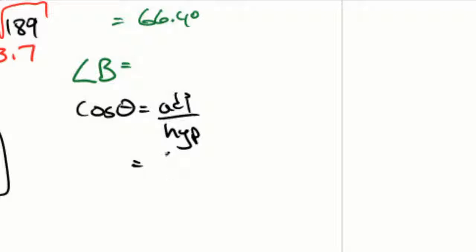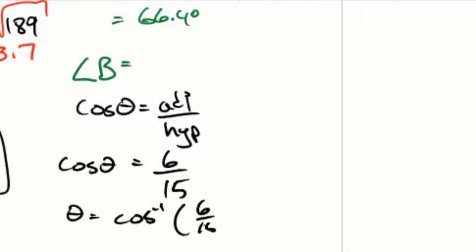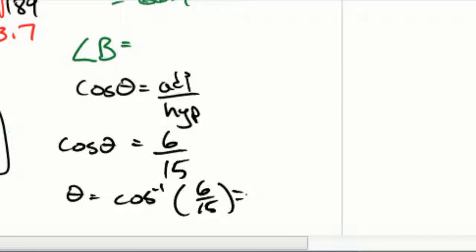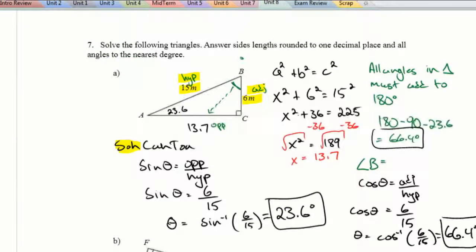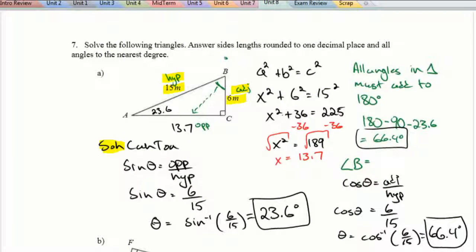In this case, the adjacent was 6, the hypotenuse was 15. Taking the cosine of that, and then to find the angle, I'm going to take the inverse cos of 6 over 15. Let's see if my subtraction was right. So second cosine, 6 divided by 15, 66.4. So they were both the same. 2 different ways to kind of solve for that missing side or missing angle.